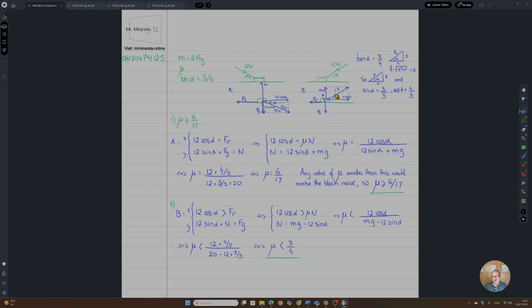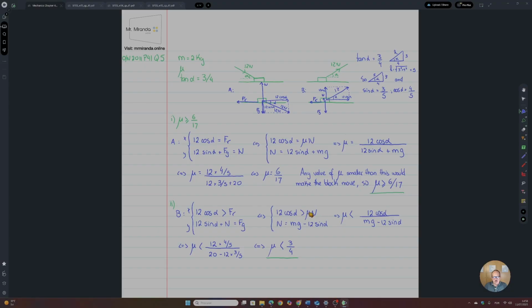So I have the 12 Newton force decomposed pretty much the same way as before. Okay, horizontal component is 12 cosine of the angle alpha, vertical is 12 sine of the angle alpha. Horizontally speaking, in order for this to move, this force needs to be bigger than the friction. And vertically speaking, the sum of these two forces needs to be equal to the weight. So I solve this in terms of N because I'm going to need it for the friction. The friction is mu N.